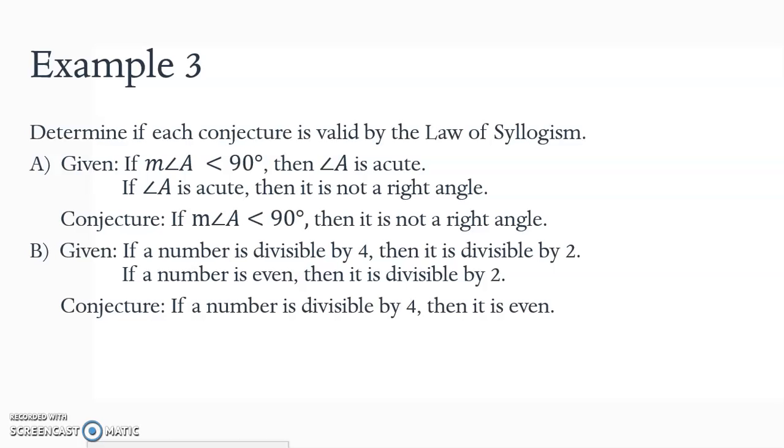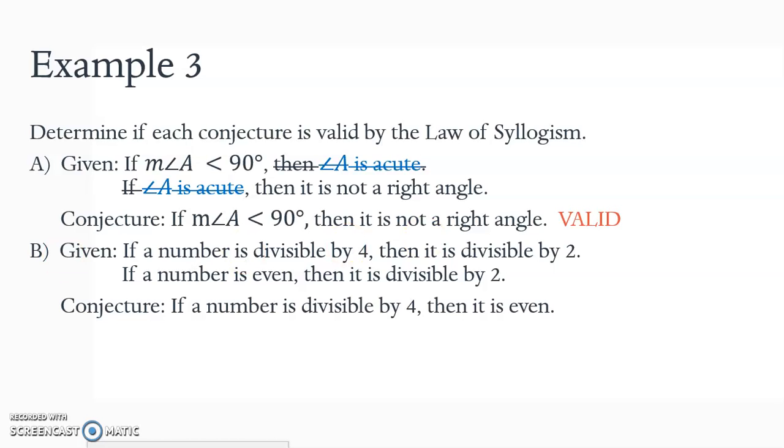I'm going to use some colors and some crossouts. So notice, angle A is acute matches angle A is acute. So what I did is I crossed them out, and I'm going to check to see if the conjecture says if the measure of angle A is less than 90, then it is not a right angle, because I can skip over the crossed out part, the part that repeated. And that is what the conjecture said. So my answer is that this is valid. They did use the law correctly.